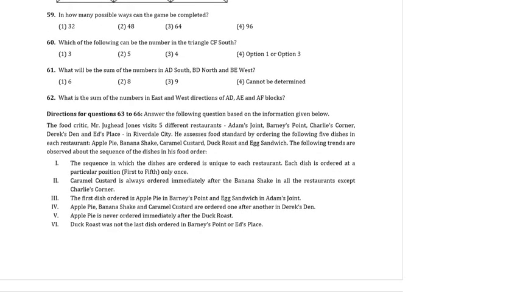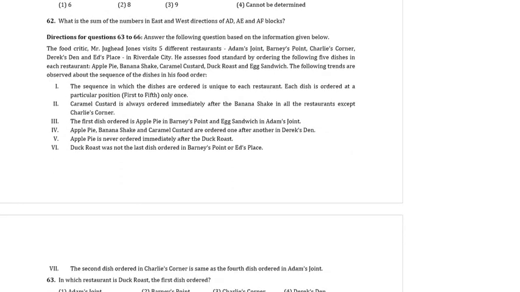The last one was a standard matrix where you had 5 restaurants. There were 5 dishes, and for each restaurant, there was a certain order in which the dishes were ordered. So you had to just arrive at the order for each particular restaurant, and that would have been your answer. So again, something that was fairly easy to be solved.